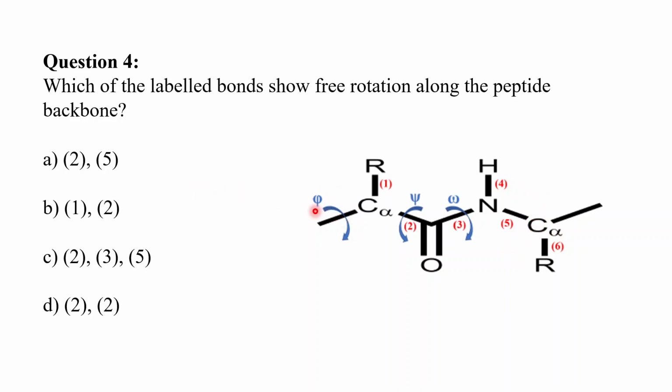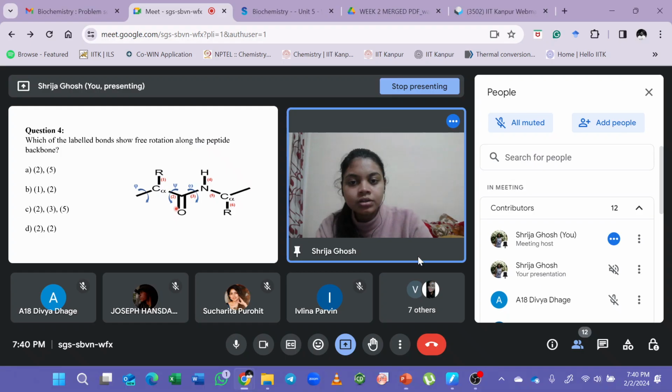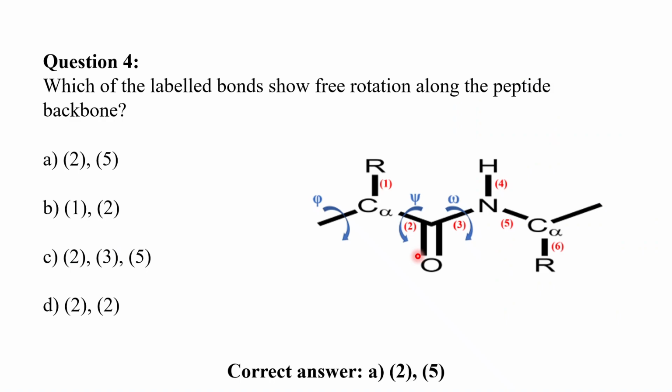So phi is shown here also, because again this is C alpha, this is carboxylic. So here there will be an amino group. So between the N and C alpha it is phi. Between the C alpha and C it is psi. This is clear? So the correct answer is option A, 2 and 5. Bond number 2 and bond number 5 will have torsional angle. They will have free rotation with respect to the peptide backbone.